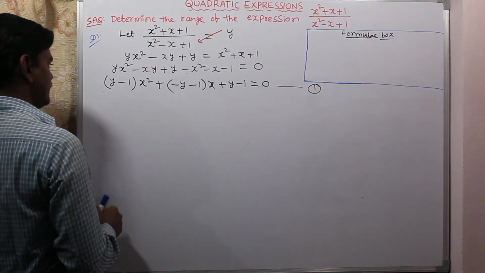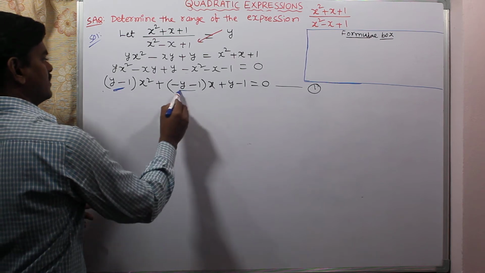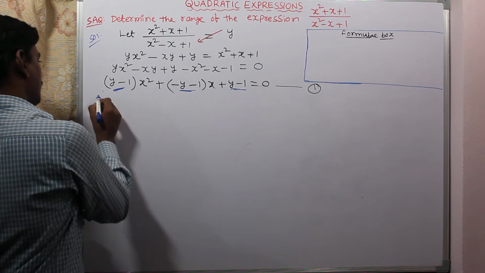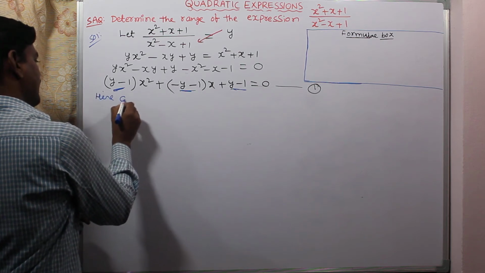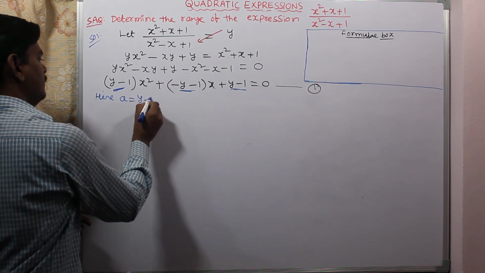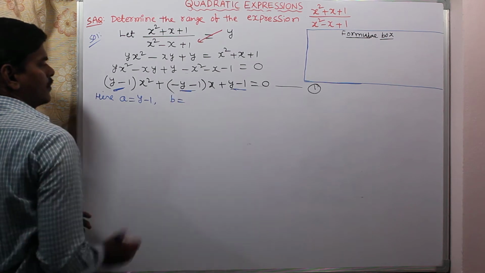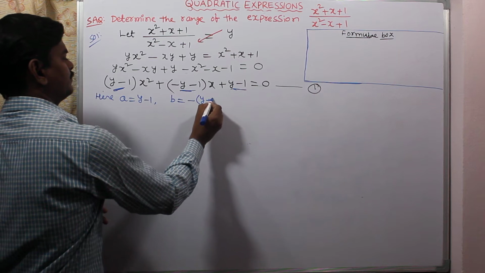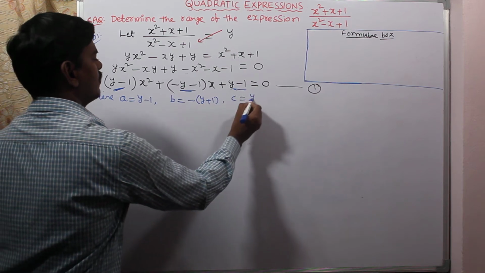Now clearly it is in the form of ax square plus bx plus c equals 0. Write the a, b, c values here. a equals y minus 1. b equals minus, we can take common, minus of (y plus 1). c equals y minus 1.